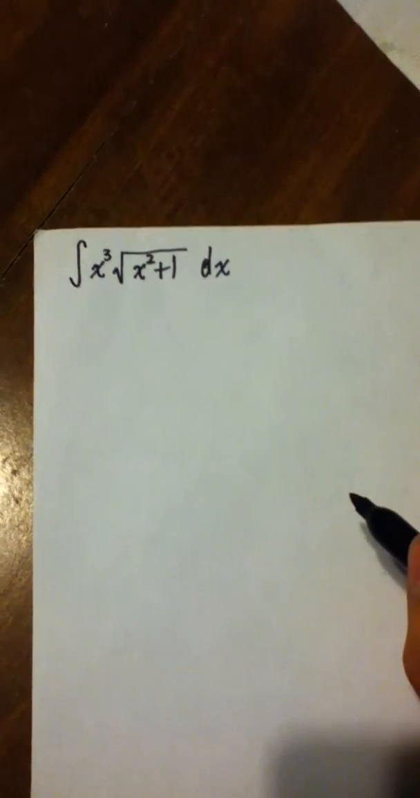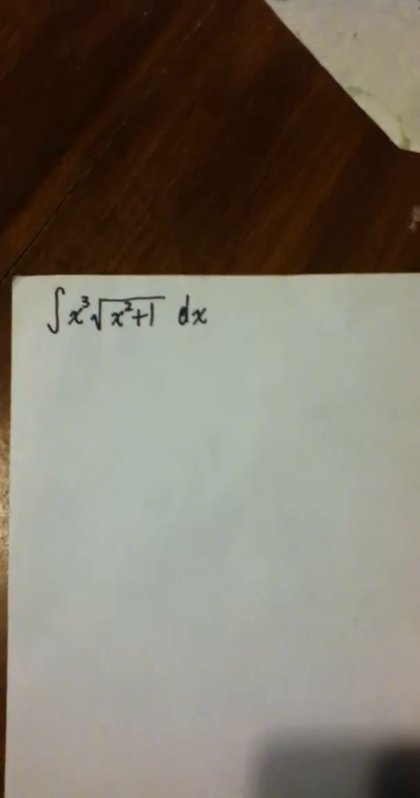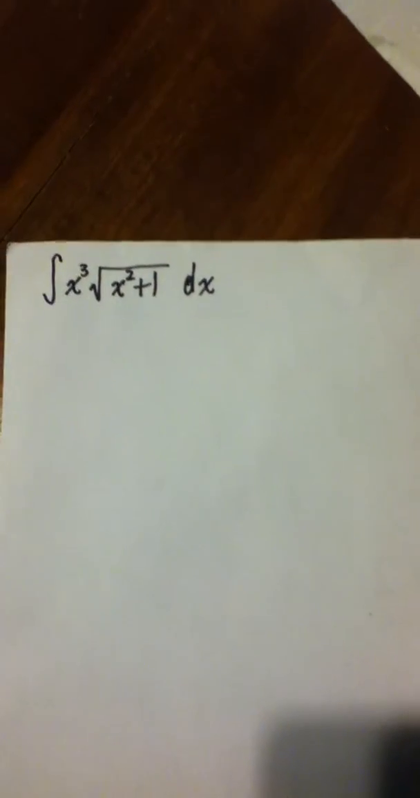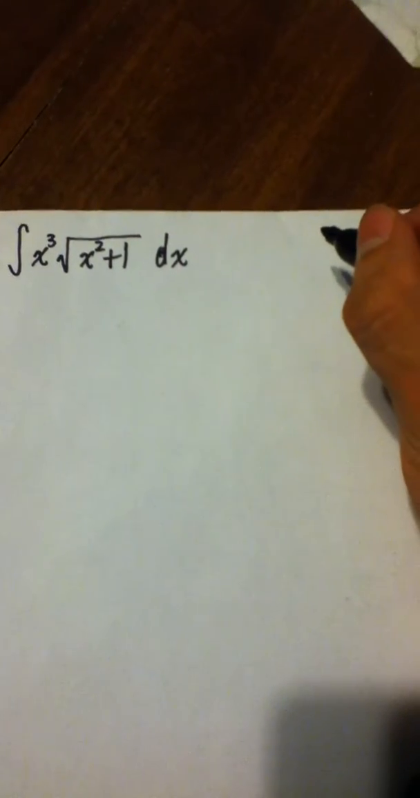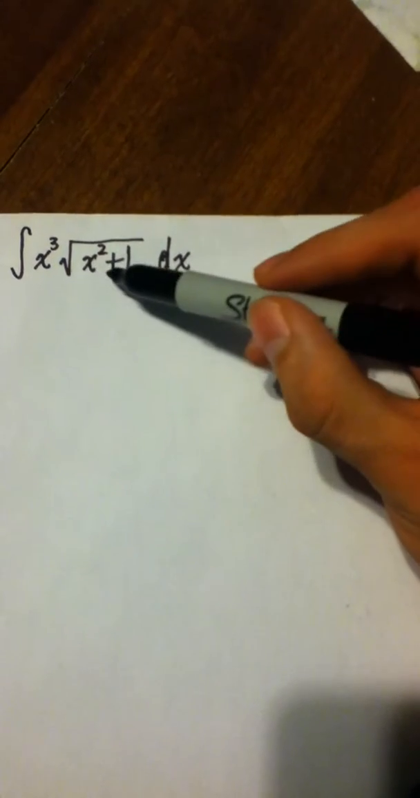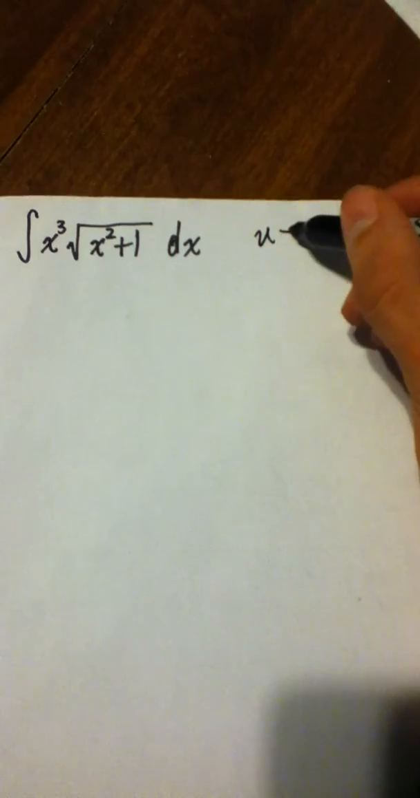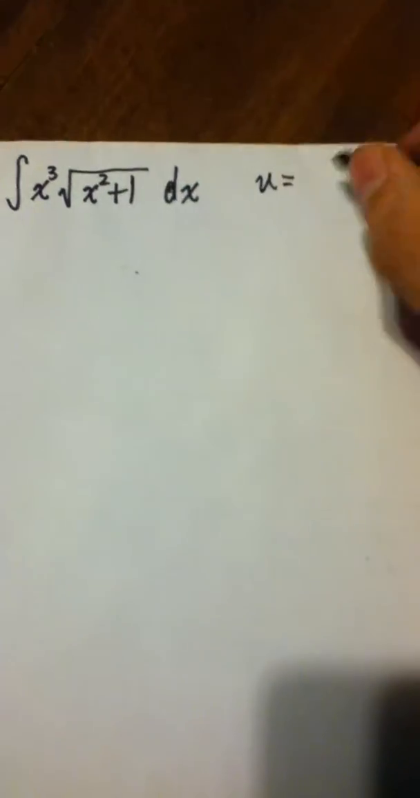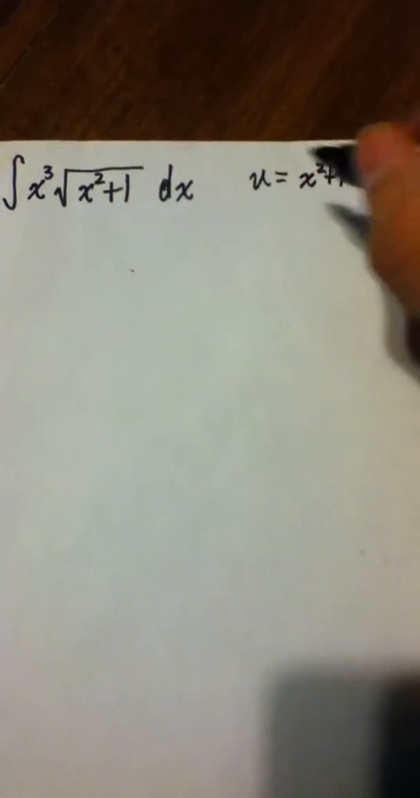Okay, so we're trying to take the integral of x cubed times the square root of x squared plus 1 dx. So the first thing we want to do is we look at it and we notice we could do a nice little substitution for x squared plus 1 right here. So u is equal to x squared plus 1 is our first step here.